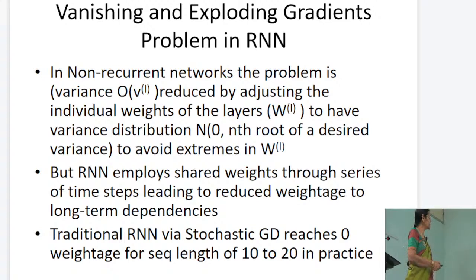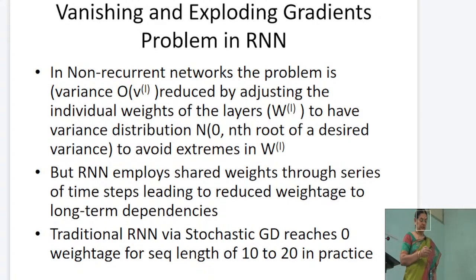So, it leads to reduced weightage to long term dependencies. Traditional RNN via stochastic gradient descent reaches 0 weightage for sequences of length 10 to 20 in practice. So, if you apply the normal SGD, this problem will be there. This can be avoided by going for LSTM cells.